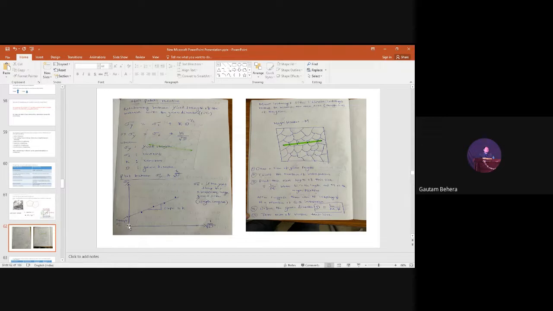Infinity, obviously, infinity. Or you can say it is a single crystal. Only one single grain is there. But if you move in this direction, the grain size is decreasing, and more number of grains will be coming out.